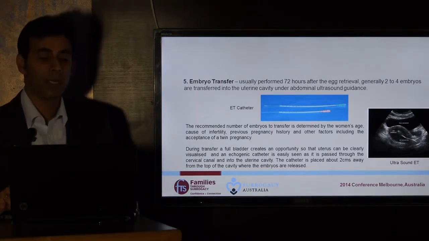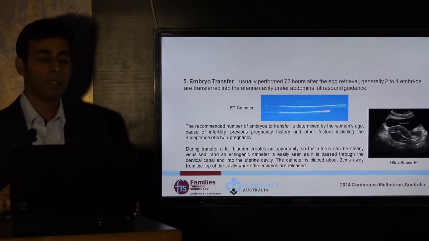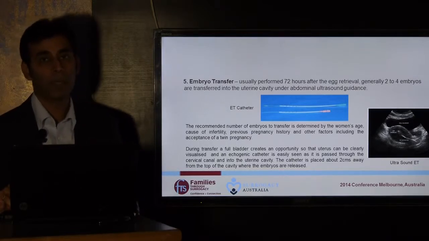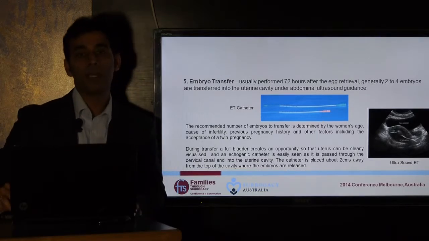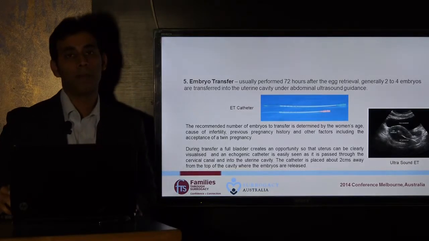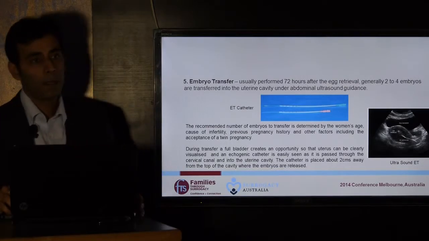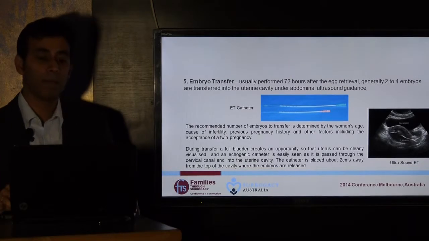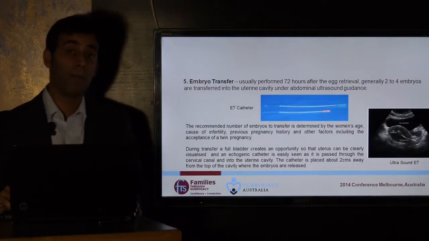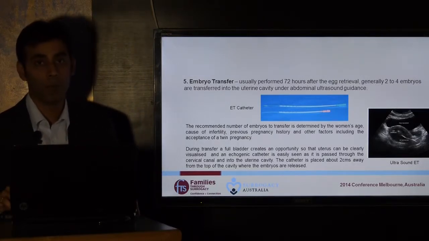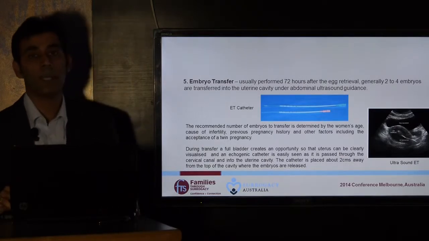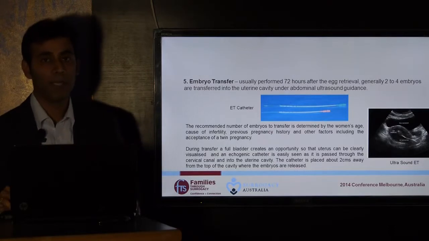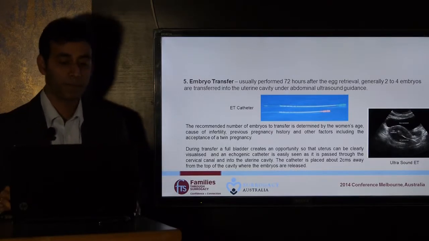Usually, how many embryos do we transfer? It all depends on the woman's age, the cause of infertility, previous pregnancy history, and other factors, including the acceptance of twin pregnancy to the parents. When it comes to surrogacy, it's maybe a controversial topic, whether the surrogate mother should be allowed to carry twins, or should it be restricted to single embryo transfer? We prefer to transfer a single blastocyst, but it varies from clinic to clinic and clinician to clinician.